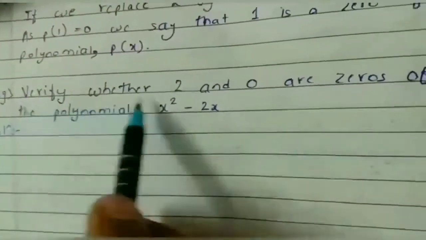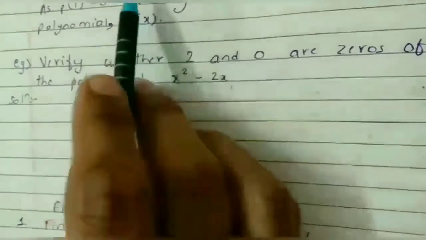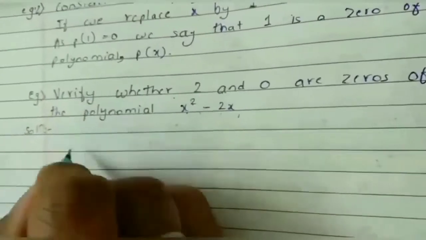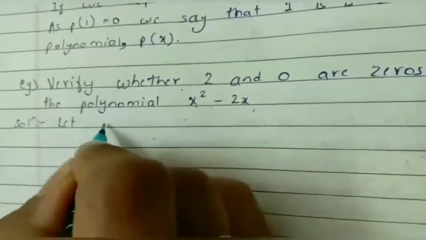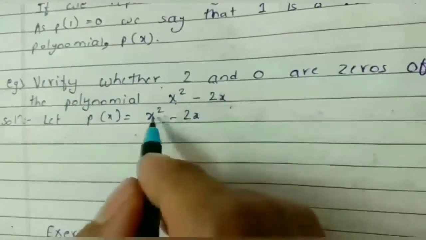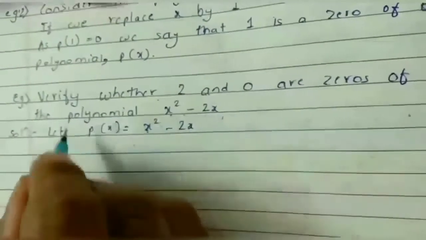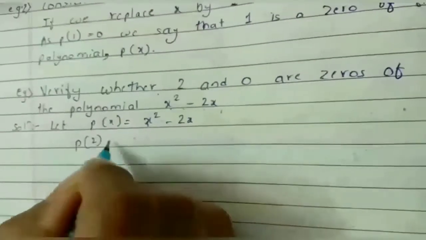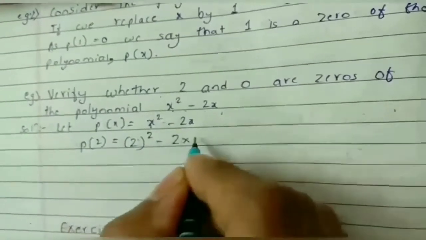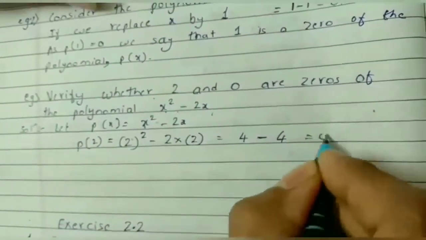Let's see one more example. Verify whether 2 and 0 are zeros of the polynomial x square minus 2x. Here in this earlier example also we have done the same thing. Let's repeat it. How will we write? Let p of x equal to x square minus 2x. Now we will replace x with 2. And then we'll replace x with 0. So let's replace x with 2. p(2) equal to 2 square minus 2 into 2. So 2 square is 4 and 2 2s are 4. So 4 minus 4 is 0.